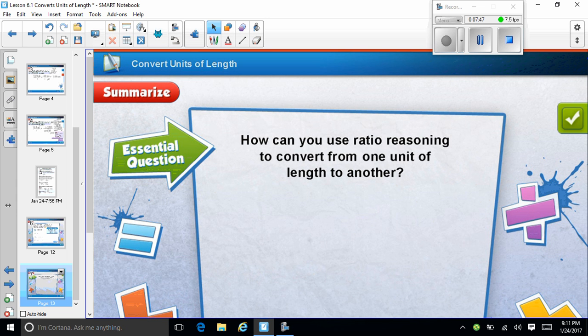Okay, finally, I want you to copy down our essential question. How can you use ratio reasoning to convert from one unit of length to another? I want you to explain in your own words the steps on how we set this up to solve. I look forward to discussing this with you in groups tomorrow.